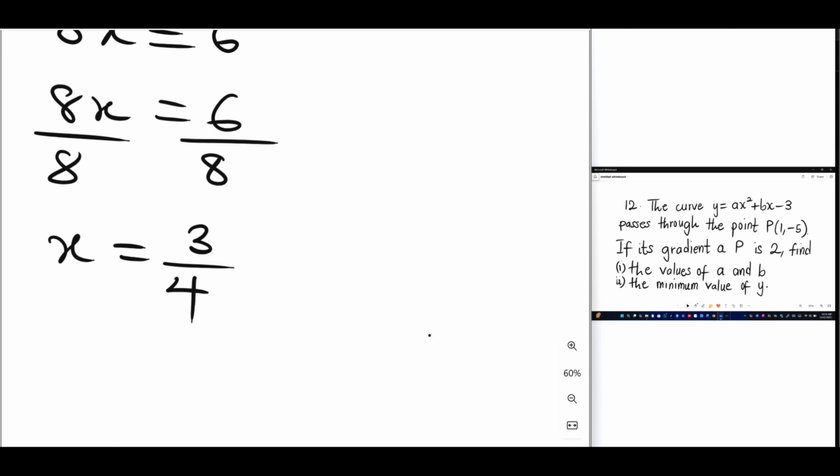But that is where the minimum value occurs. But that's not the minimum value. This is the corresponding x value when it comes to the minimum point. So we are going to use this value to get the corresponding y value, which becomes the minimum value.